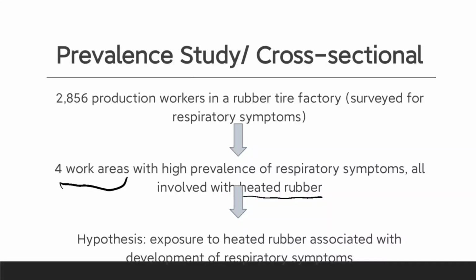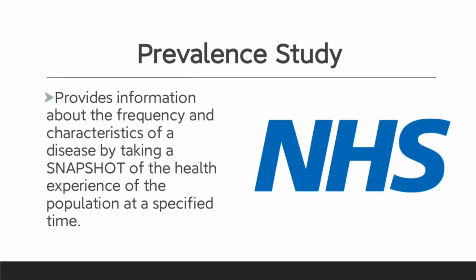Okay? A prevalence study and cross-sectional study also provide information about the frequency and characteristics of a disease by taking a snapshot of the health experience of the population at a specified time. Okay? So, which can be used by administrators, no? Yung health administrators to assess yung healthcare status and healthcare needs of the population.